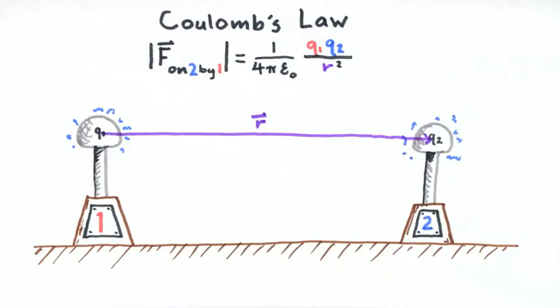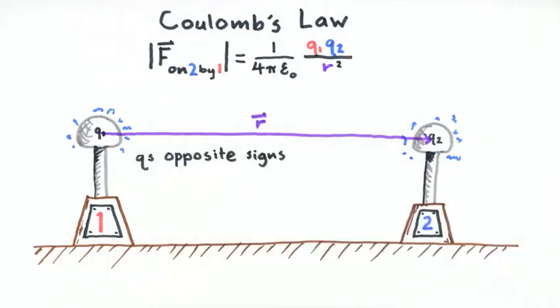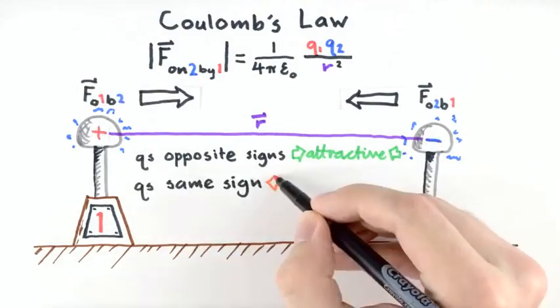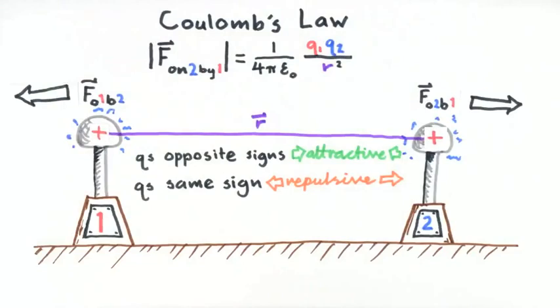We also recall that the direction of the electric force depends on the sign of the product of the charges. If the charges are of opposite sign, then the interaction is attractive. If the charges are of the same sign, the interaction is repulsive. Regardless, the electric forces are reciprocal, so that we know there is a corresponding electric force on 1 by 2, which is equal in magnitude and oppositely pointed.